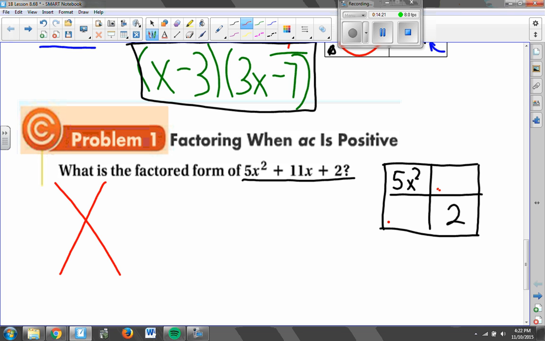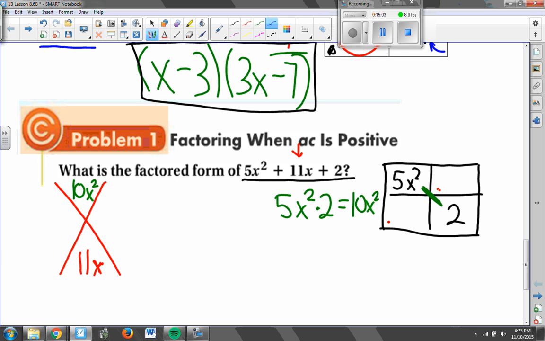I need 2 numbers that add to be 11x. And my next question is, what do they need to multiply to be? Well, step 2 said to multiply 5x squared and 2 to figure that out. So 5x squared times 2 equals 10x squared. So I need 2 numbers that multiply to be 10x squared and add to be 11x.